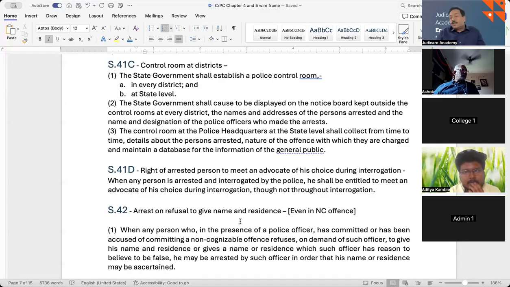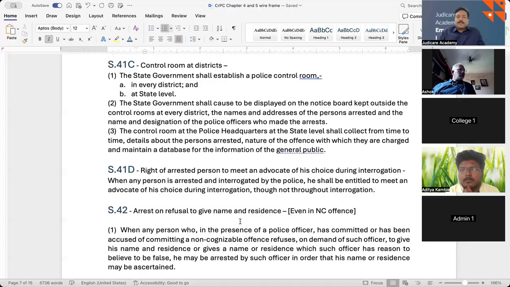Finally, 41D. When you've arrested the person, information is shared, everything is done. What about the right of the arrested person to get proper legal aid? Now, as law says, every person, whatever kind of crime he's accused of, definitely has the right to meet an advocate of his choice during interrogation. So the person, when arrested, he shall be, or she shall be, I mean, in law, everybody is he, you know that, right?